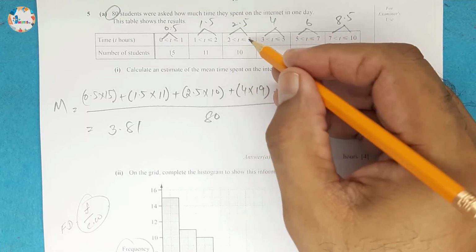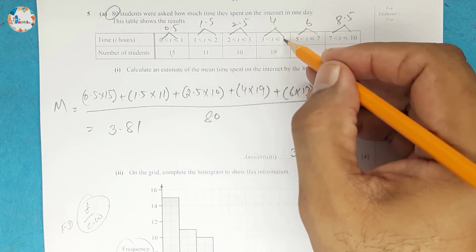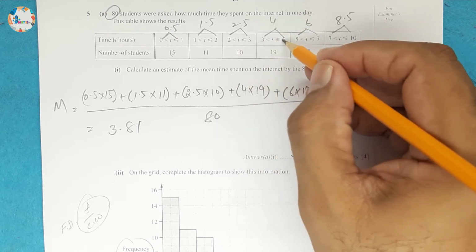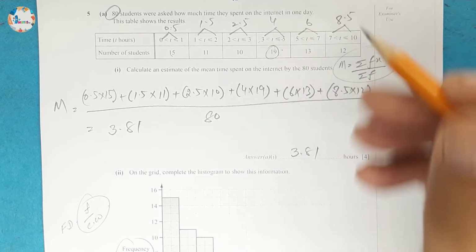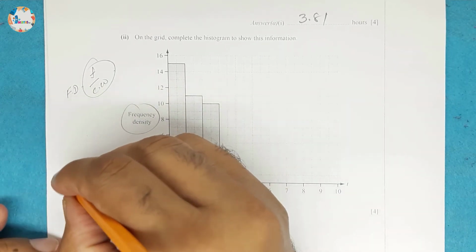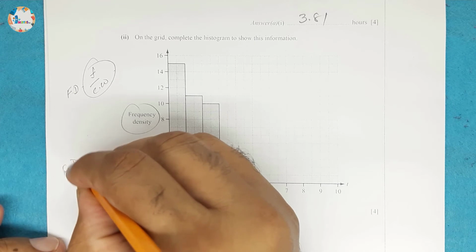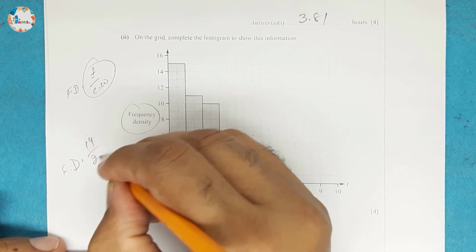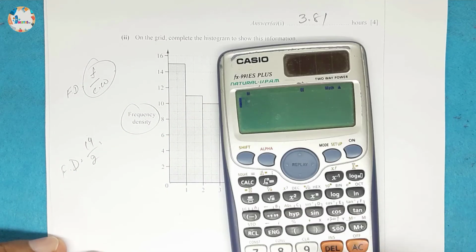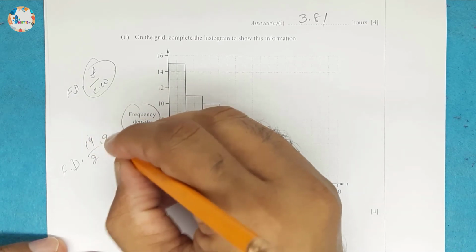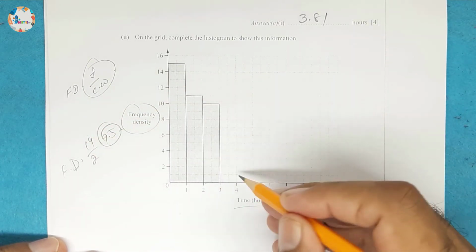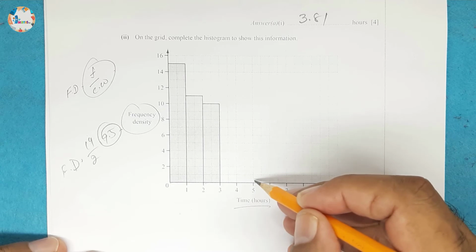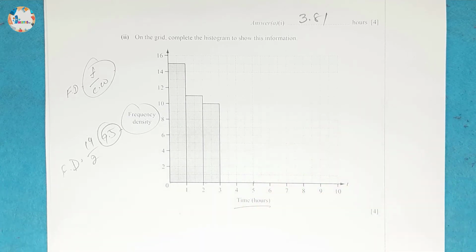For this one also the width is 1. For this one which we have to draw, they have taken width as 2. So 19 divided by 2, so our frequency density will be equal to 19 divided by 2, which is 9.5. So the height will be 9.5 and the width will be 3 to 5 from here. So we can use the scale for that.